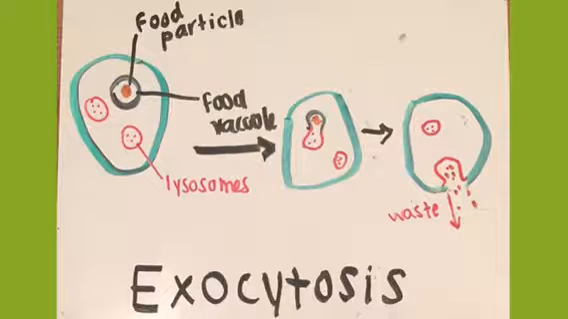The last type of bulk transport is exocytosis, which is the secretion of waste. Once the lysosomes break apart the food vacuole and the organism absorbs the nutrients, a secretory vacuole with the waste bonds with the plasma membrane and releases the waste.